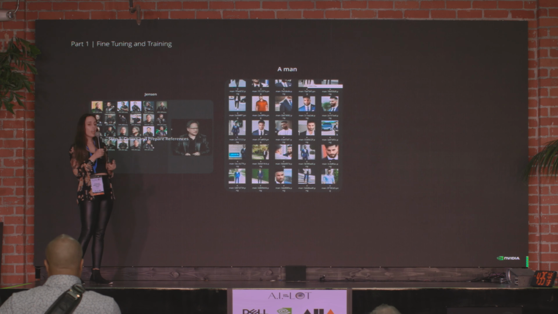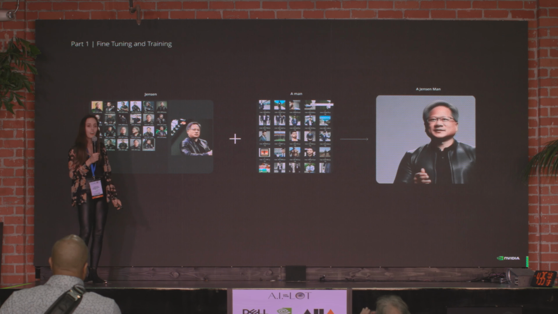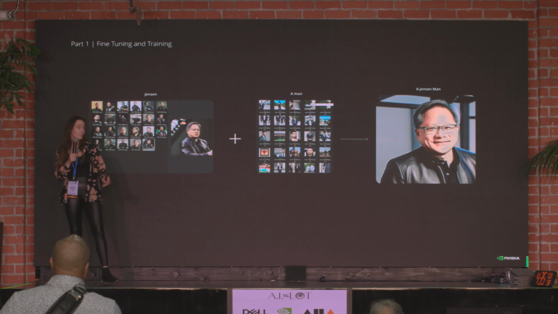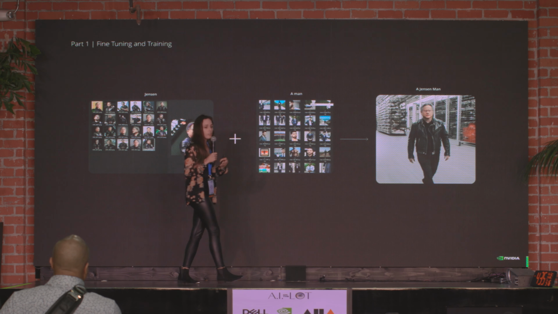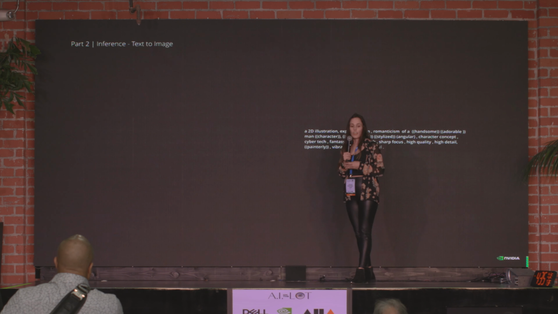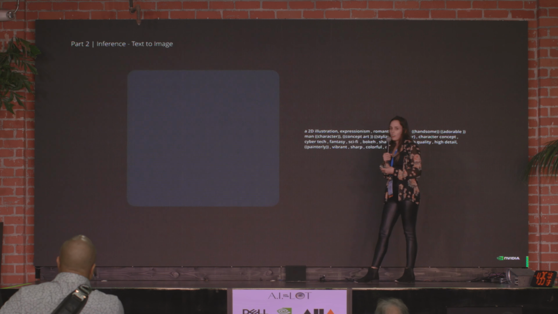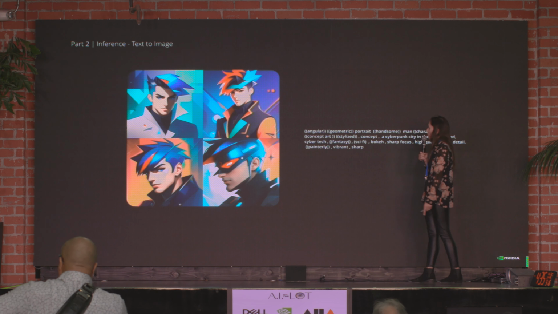Now take Jensen and take the man and make me a Jensen man. Okay? That's how fine-tuning works. It's a lot easier than you think. It's like teaching a kid. If you give your kids a whole bunch of fruits, you have to tell them what the fruits are. And then eventually they learn what the fruits are, and you can say, pick out an apple, and they can do it. Doing generative AI is the same way.